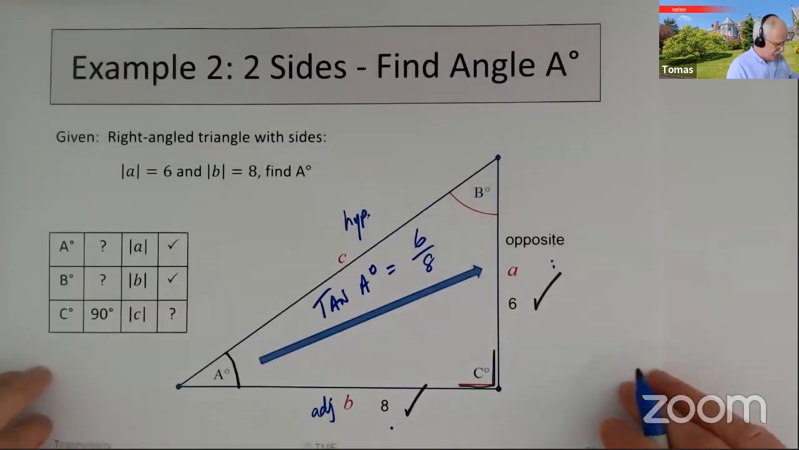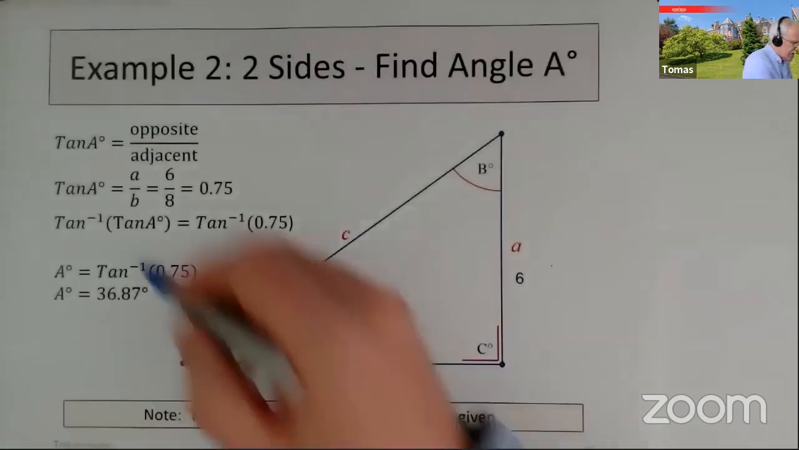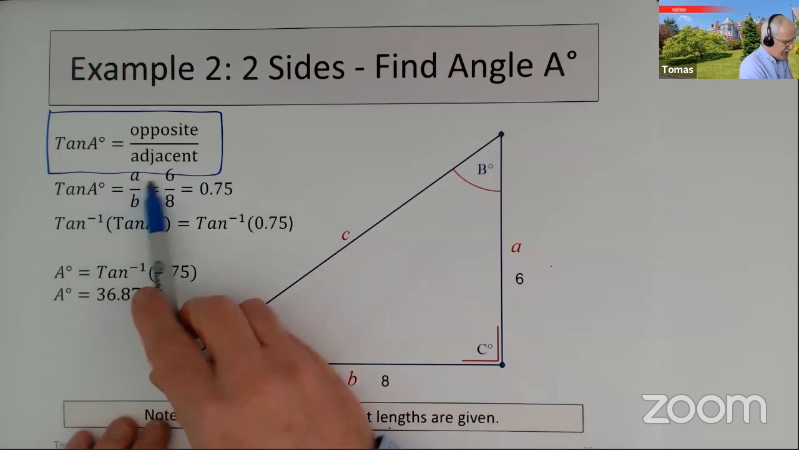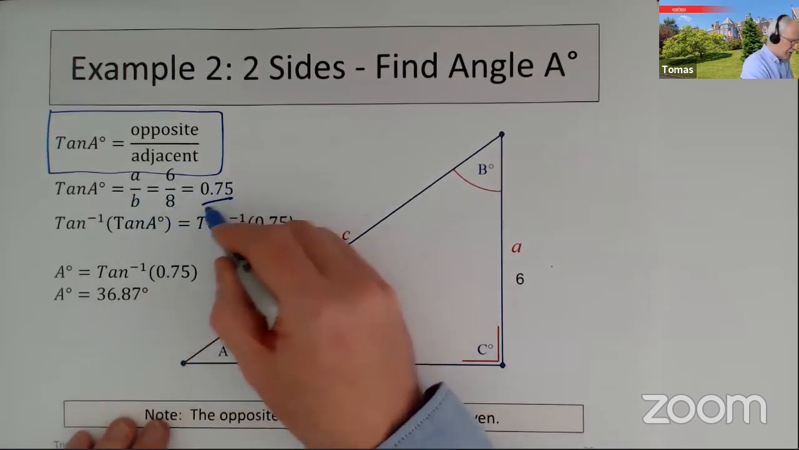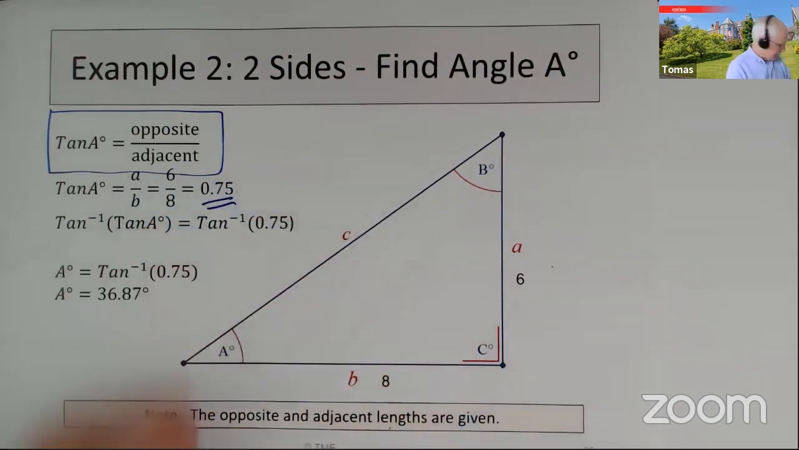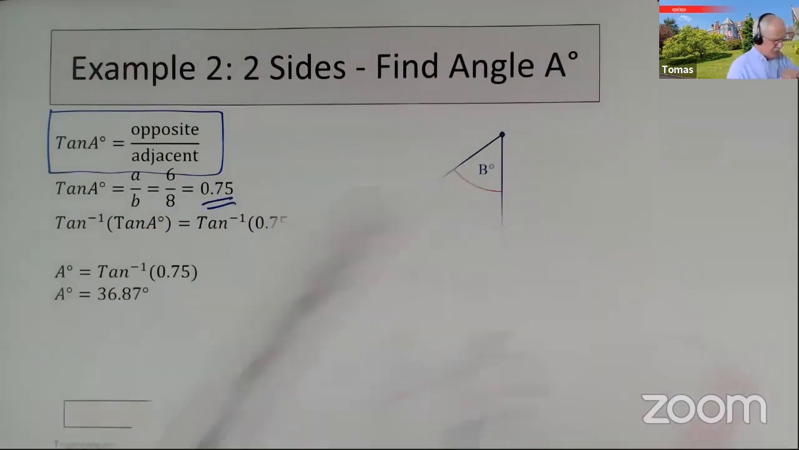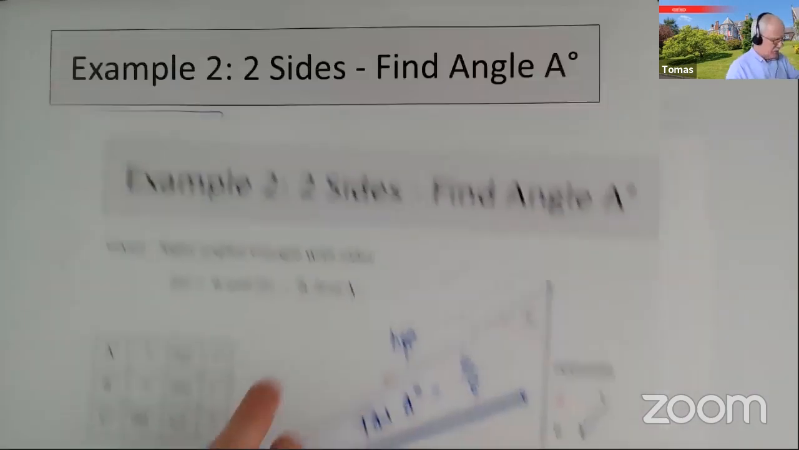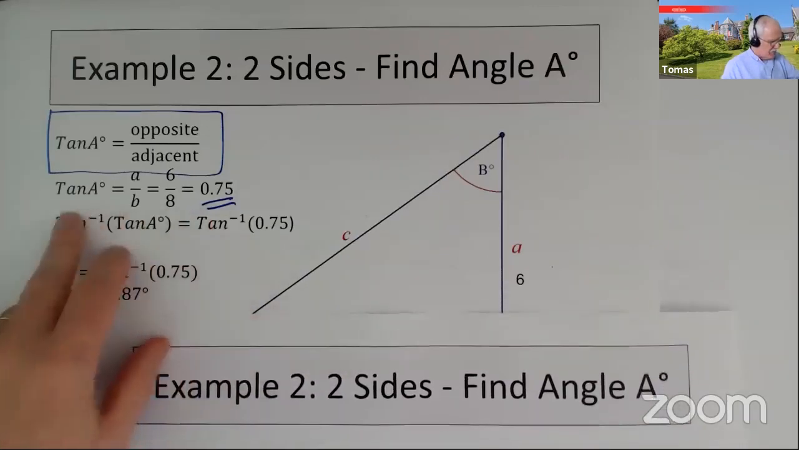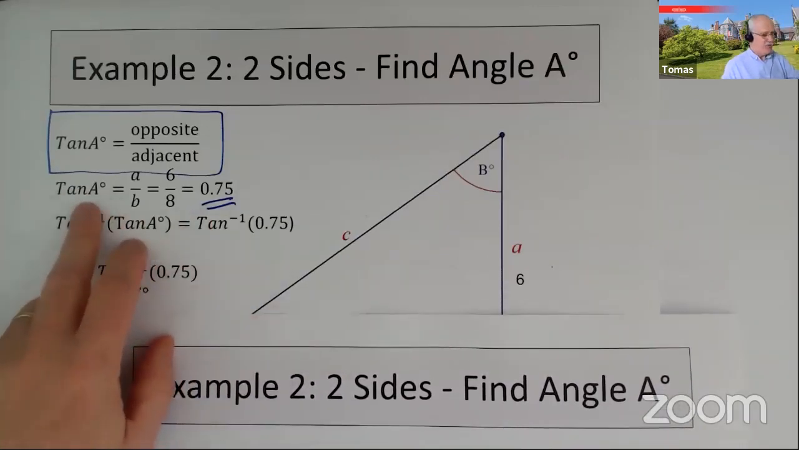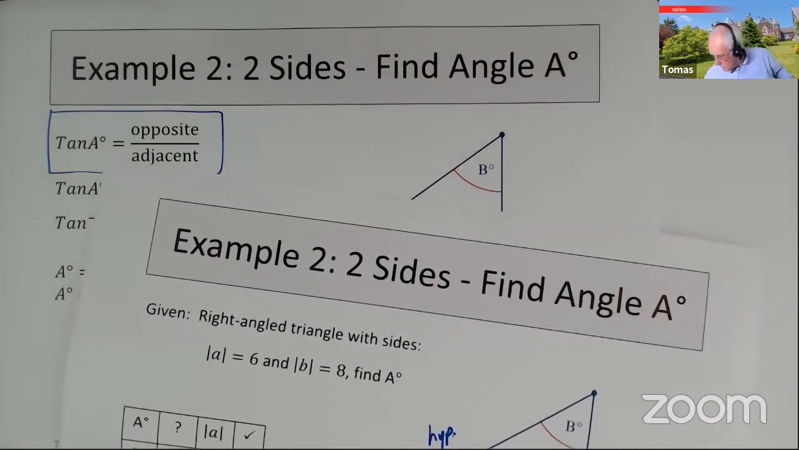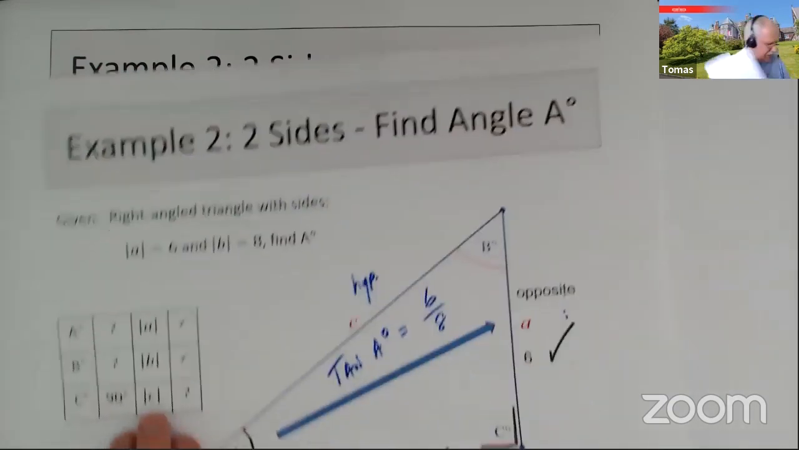So that might help us. So tan of A is opposite over adjacent. Tan of A is 6 over 8, which is 0.75. But that's not what the question was looking for. The question said, find A, not tan A. But if I know tan A, I can get A, because I can get rid of that tan. That tan A I can lose. So what I have now is, I'm nearly there.